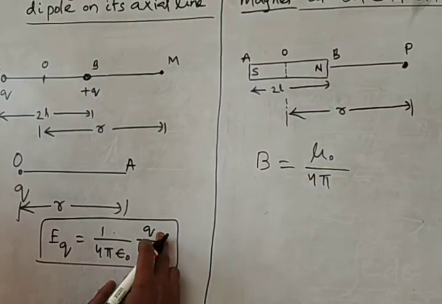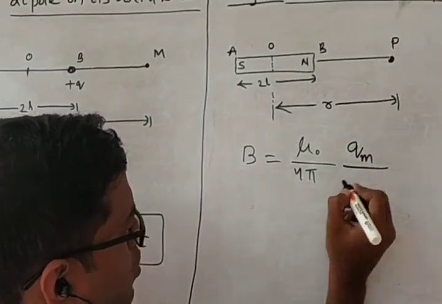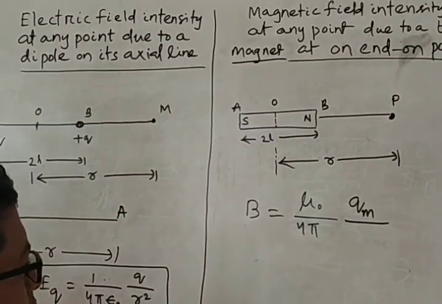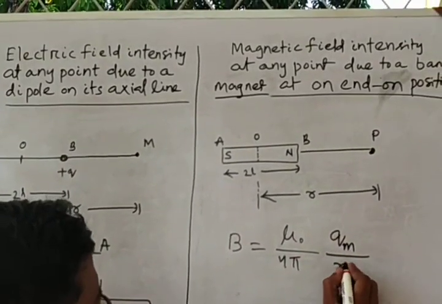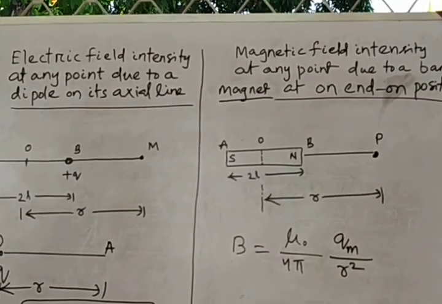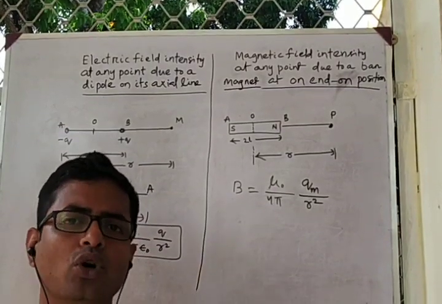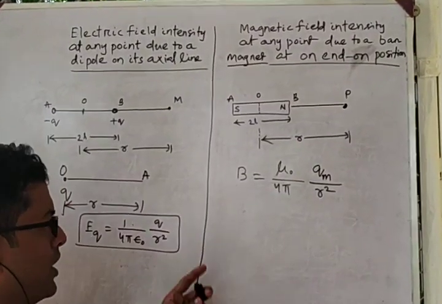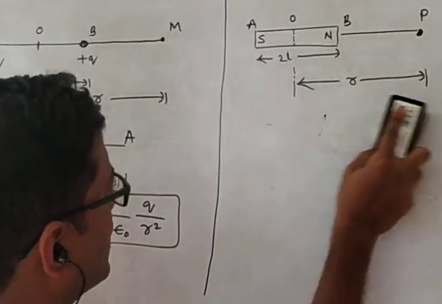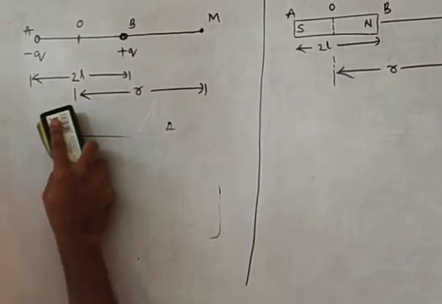And for electric charge, I have to take an analogy, that is called pole strength, QM. In my previous video, I have already discussed what a pole strength is. So pole strength divided by the same distance squared will be there, because both of them follow the inverse square law. Electric force or magnetic force are inversely proportional to the square of the distance. Okay, so this is the expression for magnetic field, and I am going to use these things in finding the electric field intensity due to a dipole.